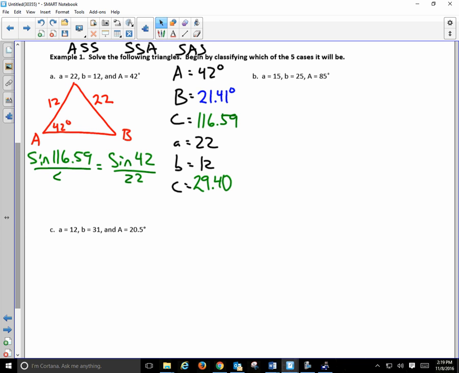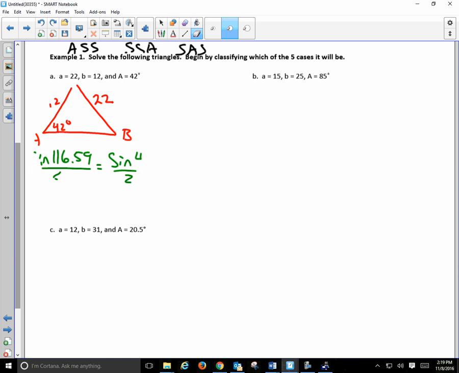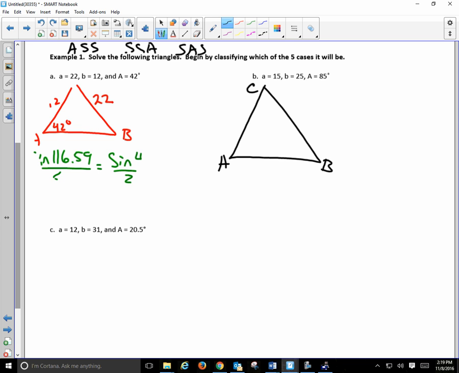We set up the second one. Let's draw our shape. We have A, B, and C. We have side A is 15, angle A is 85 degrees, and side B is 25. You tell me, what kind of triangle do I have? Angle, side, angle, side, angle, side, side, side, side. What do I got? I have two sides and an angle not included there. So I have a side, side, angle situation.